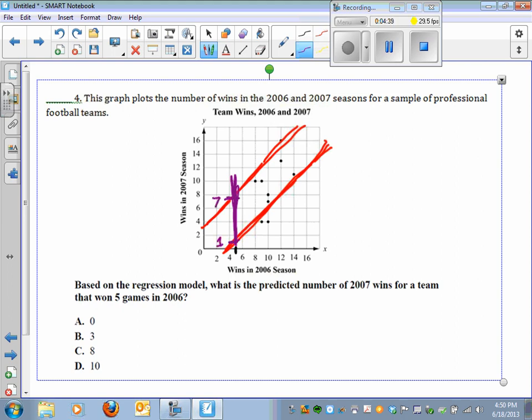And so we've got 0, that's not it. 3 is not it. Well, no, excuse me. 3 is possible. 8 is too high, and 10 is too high. So the answer is B, 3.